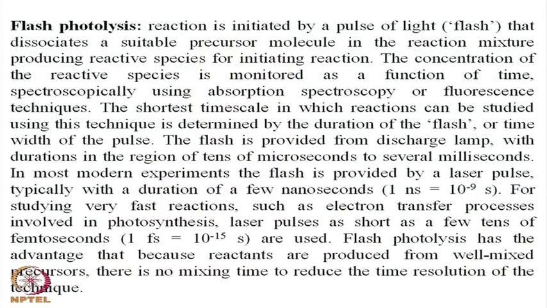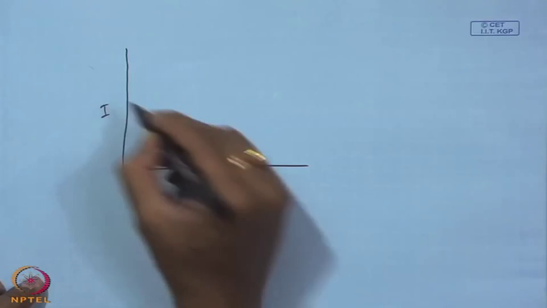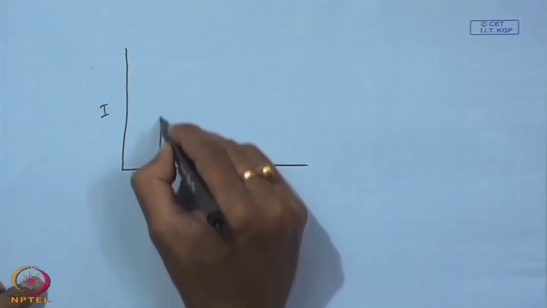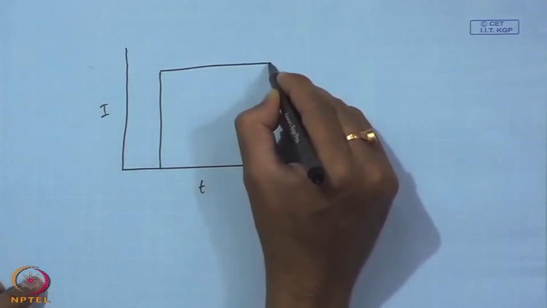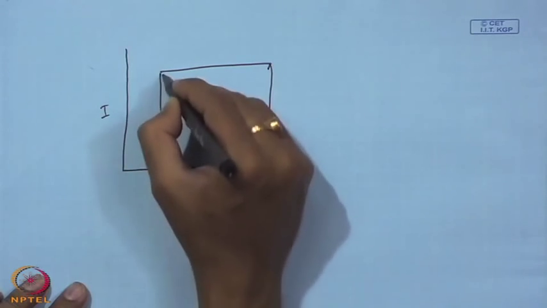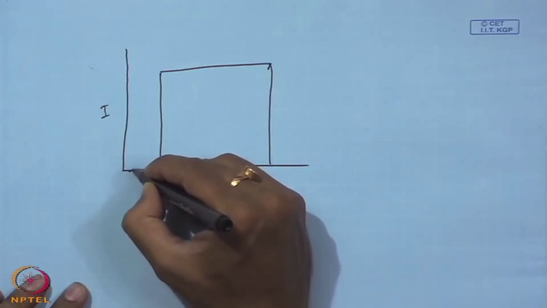So, the flash is determined by the duration of the flash, or maybe the full width at half maximum, that is the time duration. If you plot the intensity as a function of time like this, say this is your intensity and your time. So, your flash could be like this, it could be like this, that is, it is on, then remains steady for some time, and then it is off, or maybe it can be like this.